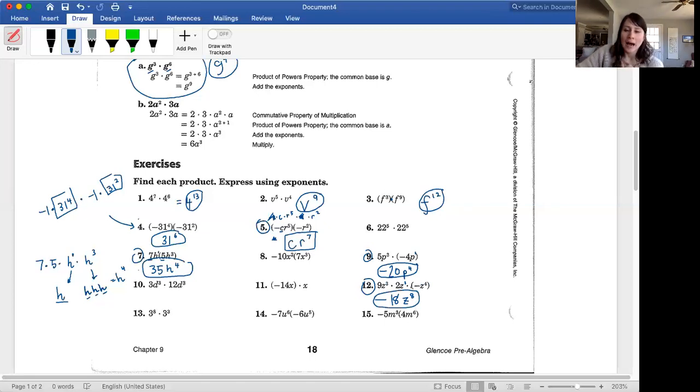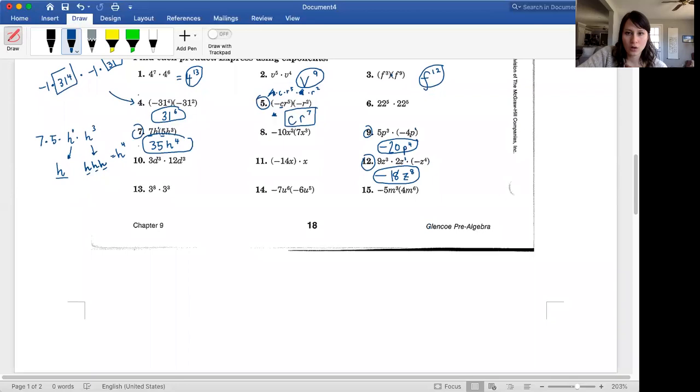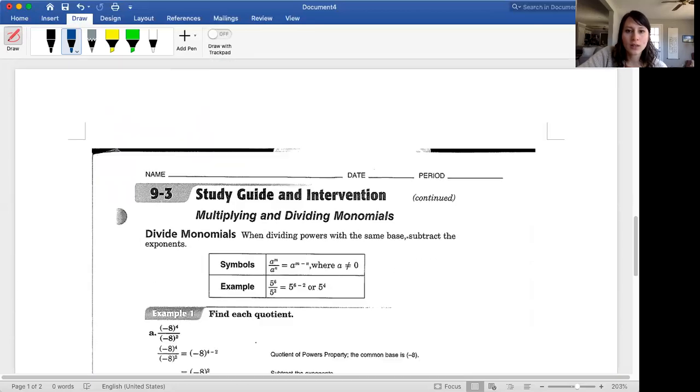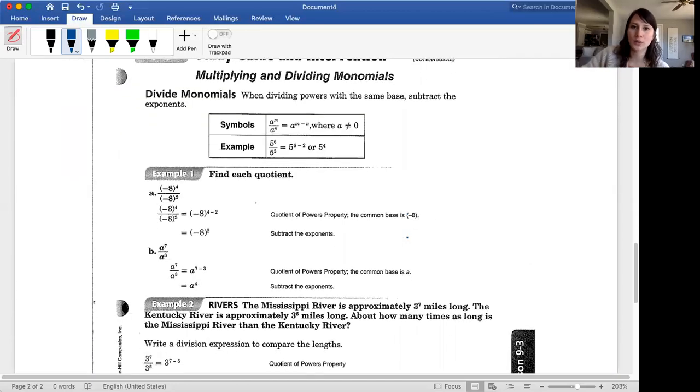All right. I'm going to have you guys do the rest of these problems. So make sure you do all the problems on this page, and we will check answers when we're together in person. So go ahead and do that. And then we're going to talk about dividing monomials.